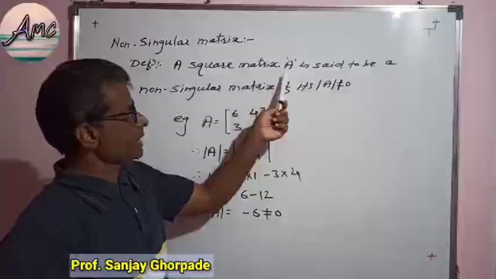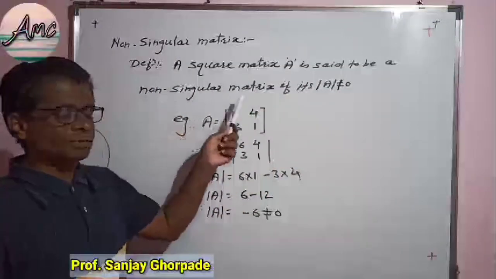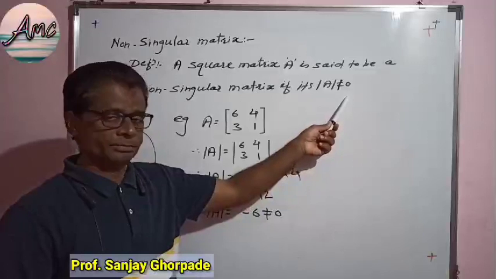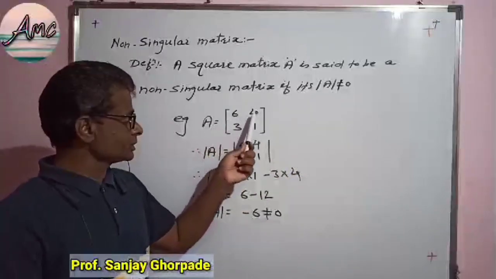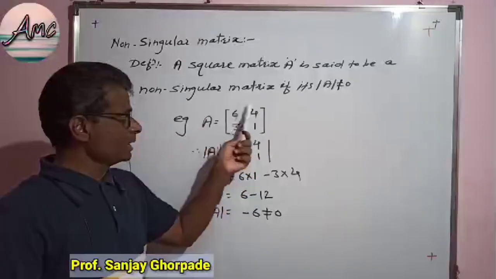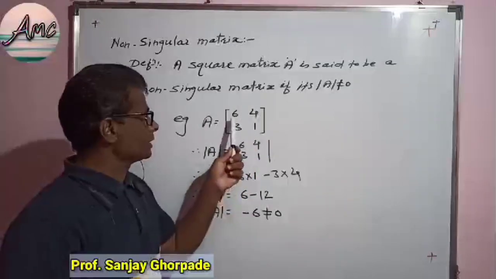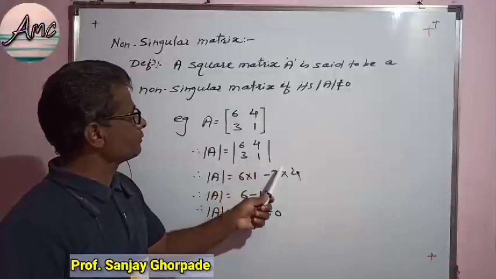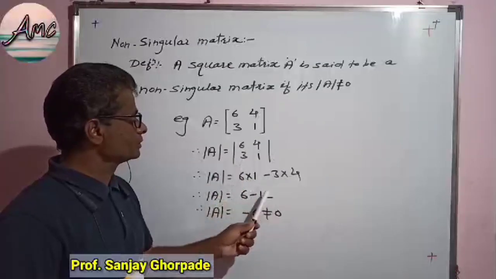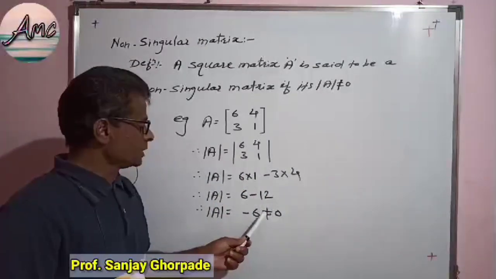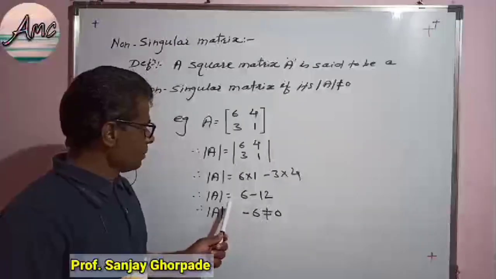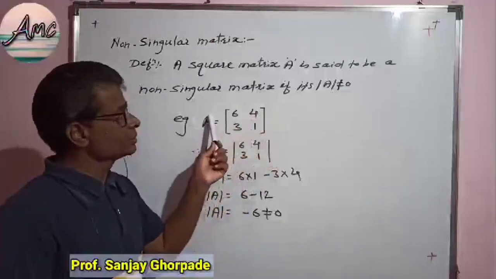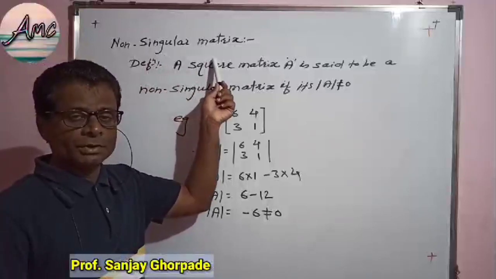Definition: a square matrix A is said to be a non-singular matrix if its determinant of A is not equal to 0. For example, matrix A equal to 6, 4, 3, 1. Then we write down the matrix A into its determinant. Determinant of A equal to determinant of 6, 4, 3, 1. Let us find the value of this determinant. 6 into 1 minus 3 into 4. So 6 1s are 6 minus 3 4s are 12. 6 minus 12 is minus 6. Definitely not equal to 0. If the value of the determinant of a given matrix is not equal to 0, then the given matrix is known as what? A non-singular matrix.